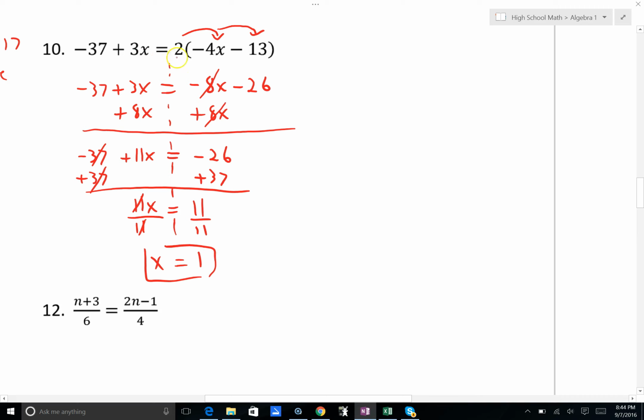We'll take this 1 and substitute it back in. Negative 37 plus 3 times 1 for x, is that equal to 2 times negative 4 times 1 minus 13? Negative 4 times 1 is negative 4, minus 13 is a negative 17, times 2 is a negative 34. Negative 37 plus 3 times 1 is 3, that's also a negative 34. This statement here is true. Since this statement is true, we can say x equals 1 is a solution.